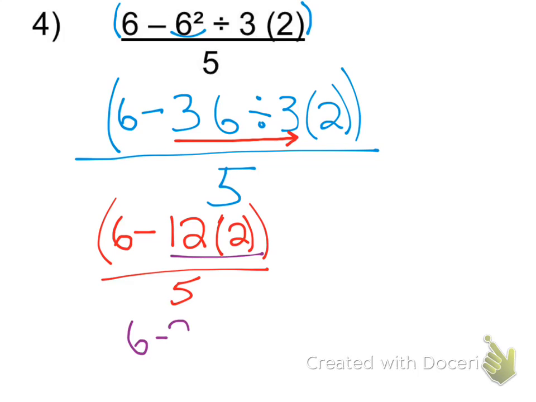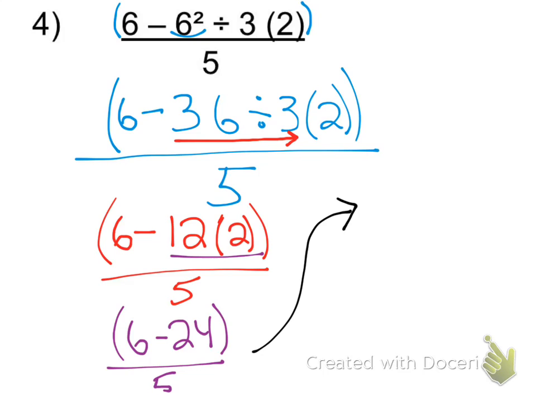So we have 6 minus 24. Still working on the top. And then we can divide it by 5. What is 6 minus 24? Alright, I'm going to write it up here. So we have negative 18 divided by 5.